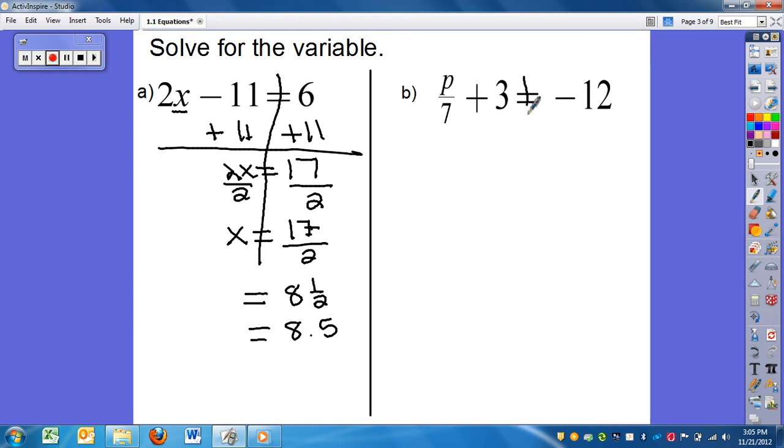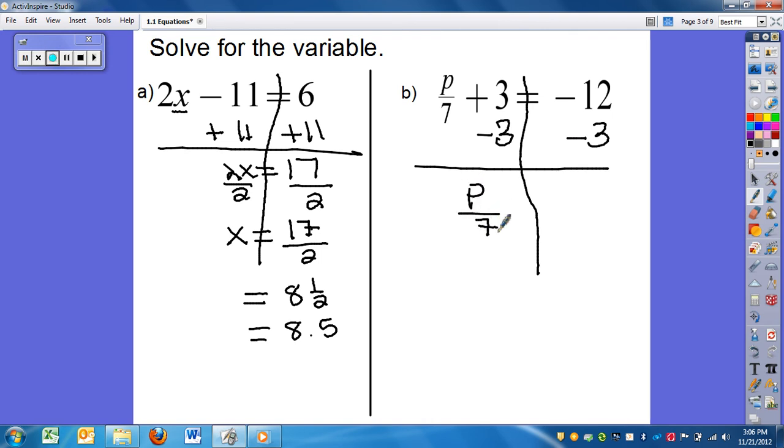On B, very similarly, we have a plus 3, so I'm going to minus 3. So P divided by 7, and then negative 12 plus negative 3. Two negatives means we just have a bigger negative number, so negative 15. Then I'm dividing by 7, so I'm going to multiply by 7, so P gives me negative 15 times 7, which is negative 105.